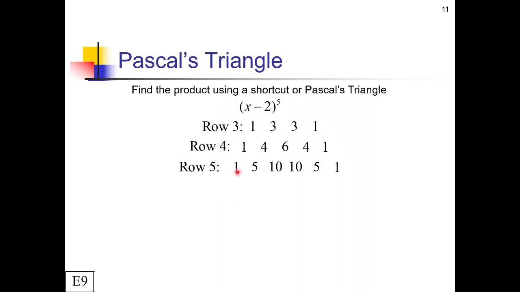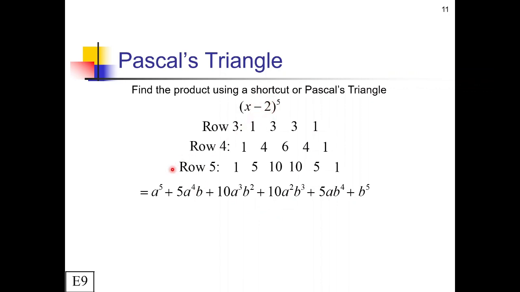So this is going to be 1 a to the 5th b to the 0 plus 5 a to the 4th b to the 1st plus 10 a to the 3rd b squared plus another 10. This time we're going to have a squared b to the 3rd plus 5 a to the 1st b to the 4th, and then we have a plus 1 b to the 5th. So now we just have to plug in a and b. A in this case is just x. B is negative 2.